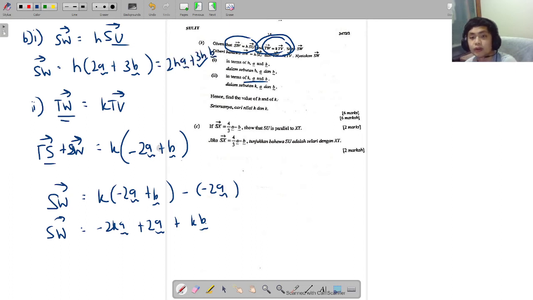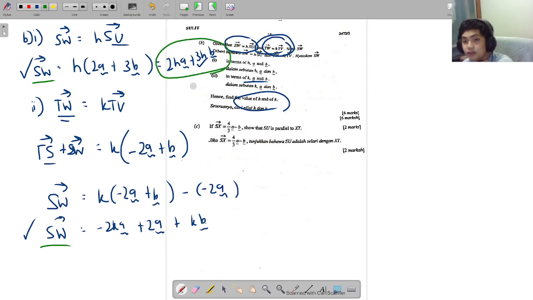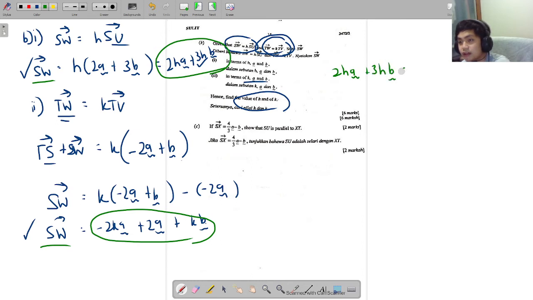Okay, so part 1 and part 2 is done. This is done, this is done. Now, they want us to find the value of H and K. So in order to find H and K, we have an equation for SW, 2 types already, so I can put them together. I can put this one and this one together. So 2HA plus 3HB equals to negative 2KA plus 2A plus KB.